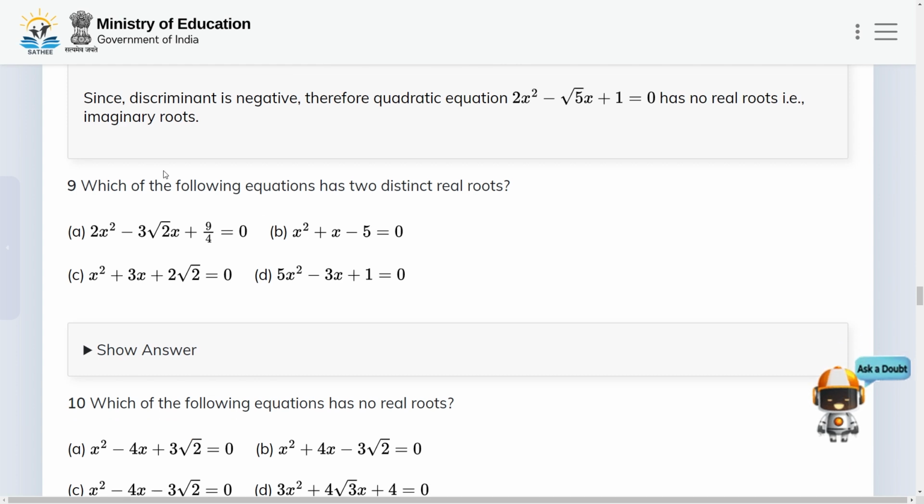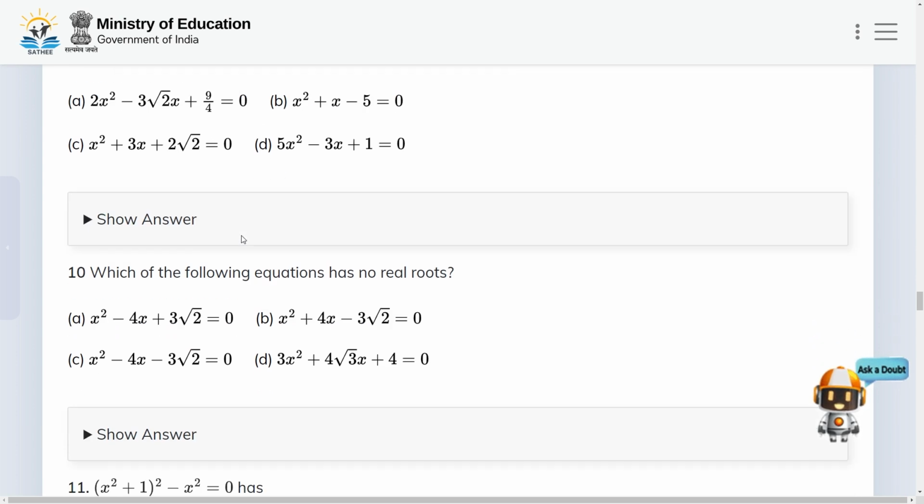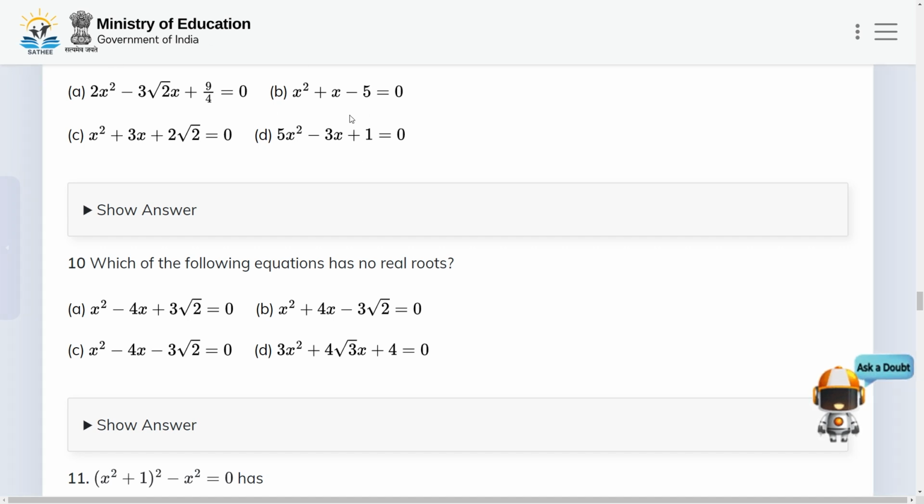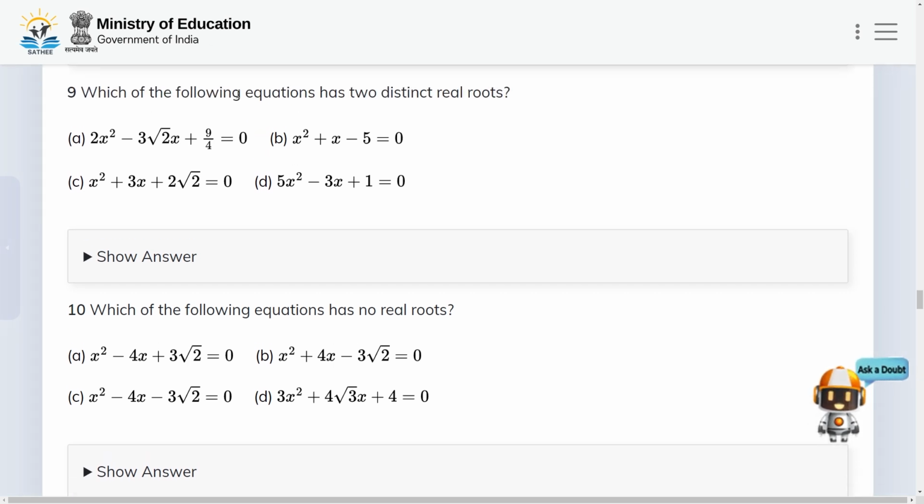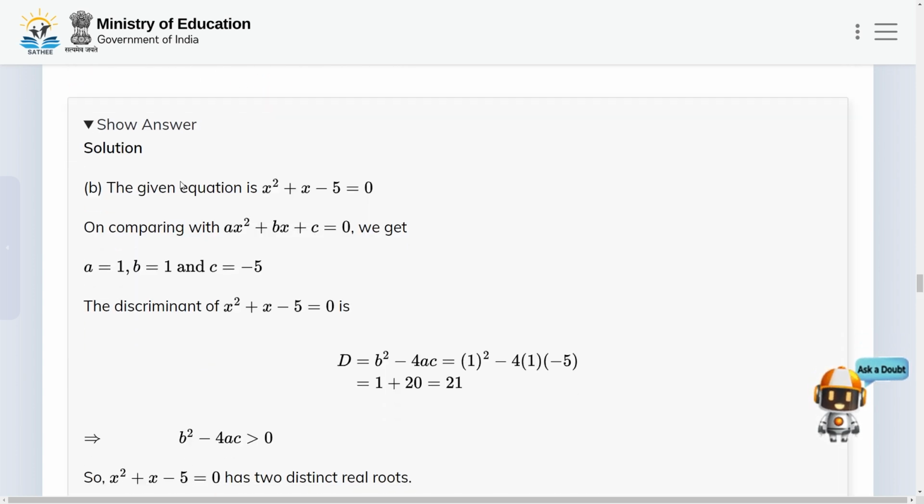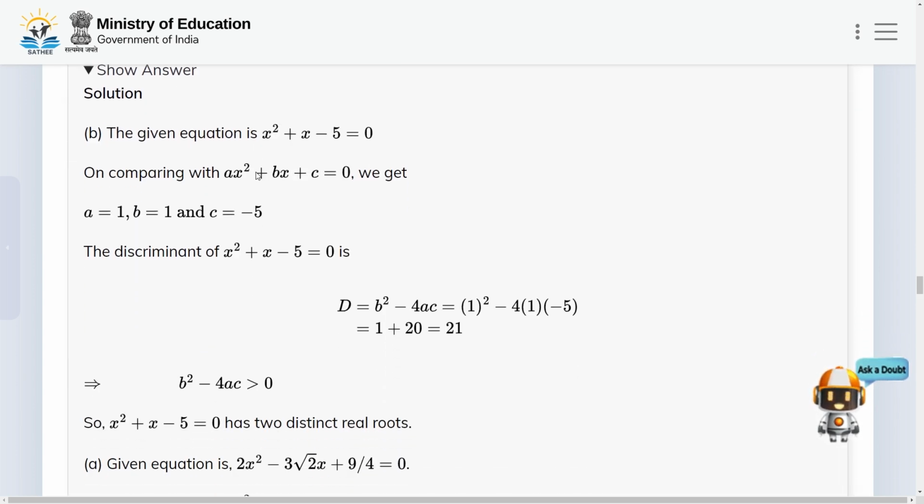9. So here, which of the following equations has two distinct roots? Okay, so we have to check. We have been given these equations, and we have to check which of the following equations has two distinct real roots. Okay, so the given equation is x square plus x minus 5 is equal to 0. Okay, and on comparing with ax square plus bx plus c is equal to 0, we get a is 1, b is 1, and c is equal to minus 5.